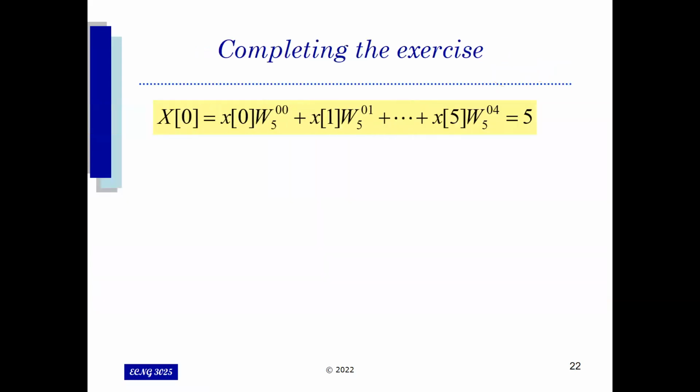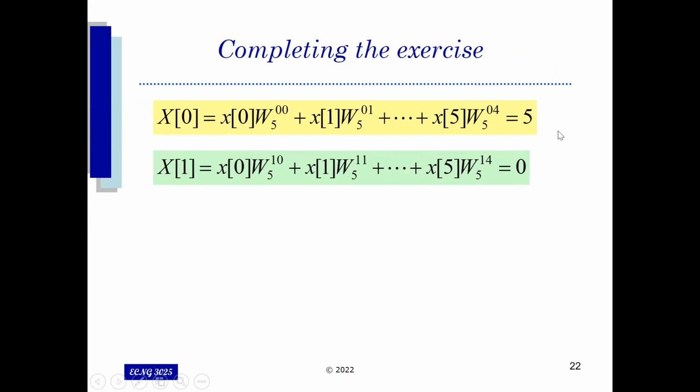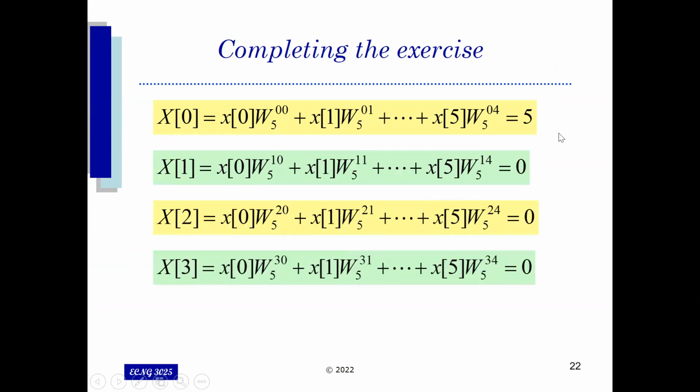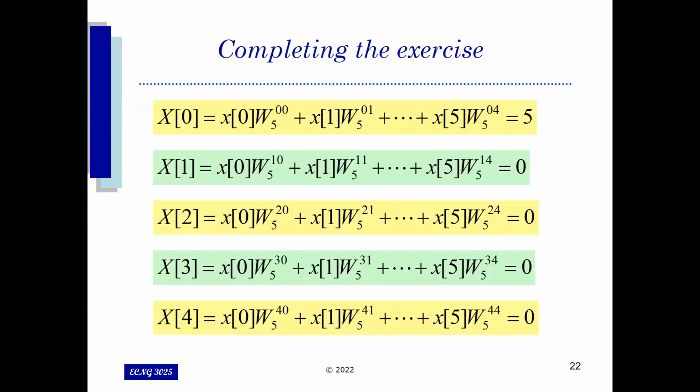If you complete the exercise, you get that X[0] is 5, X[1] is 0, X[2] is 0, and so on. Notice that the first one is DC. The next is the first bin, which is 1 hertz. This is the second bin, which is 2 hertz. The third bin is 3 hertz, which is past Nyquist at 2.5, so everything above here we ignore. Those will be the replicas being created. So 0, 1, and 2.